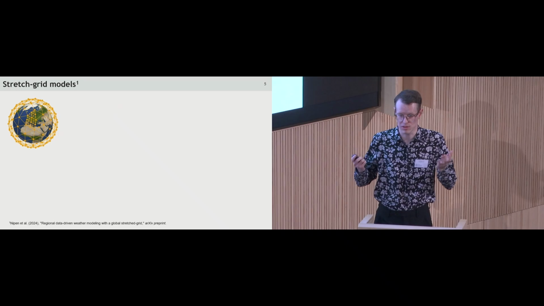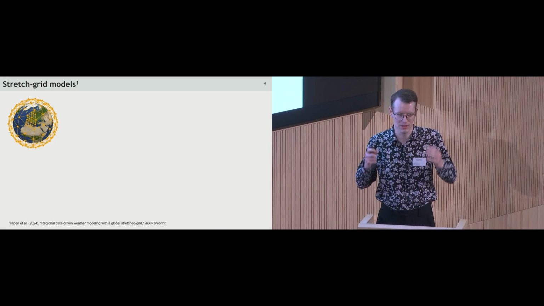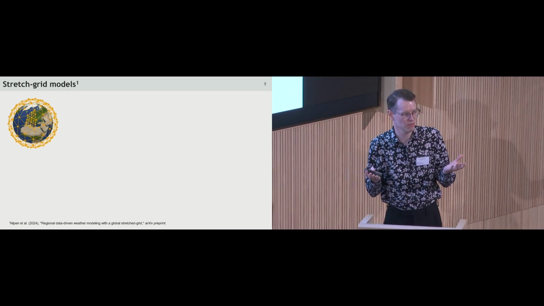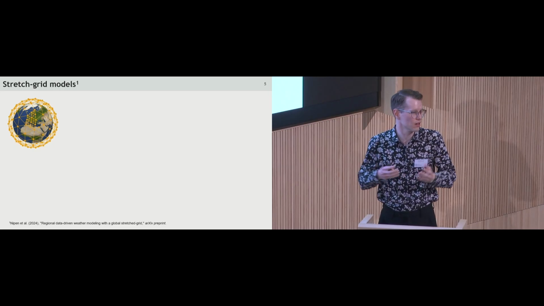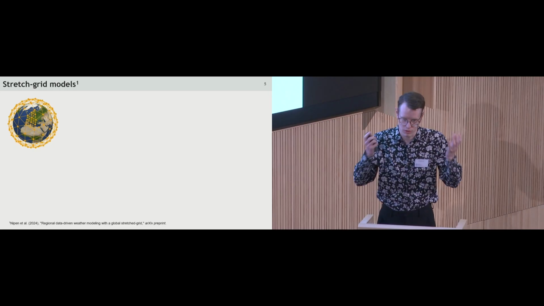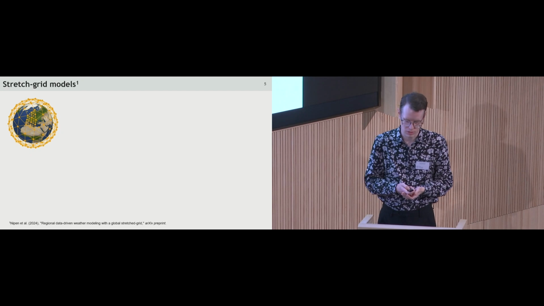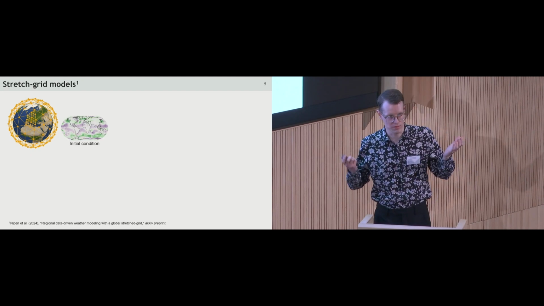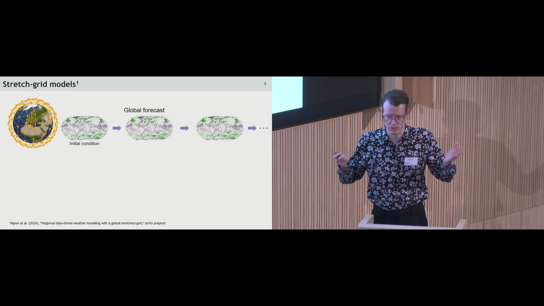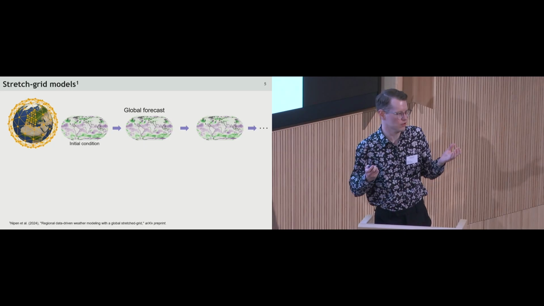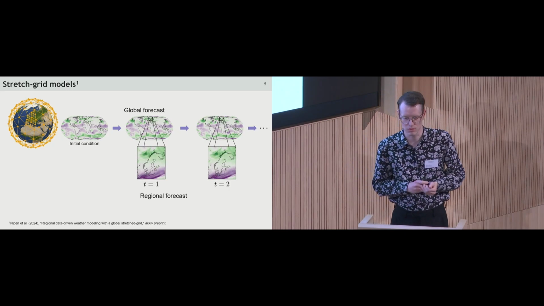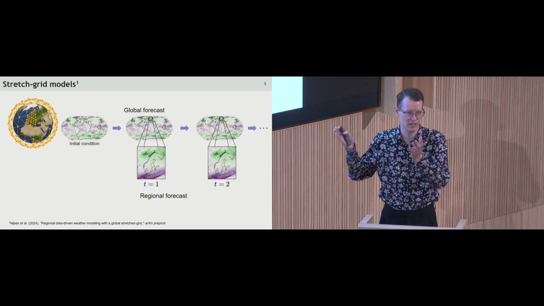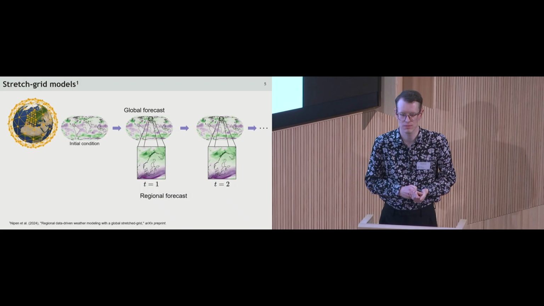So starting with stretch grid models, the idea here is that, well, okay, let's still run a global model, but having, for some regions, a higher resolution, and then for most of Earth still staying at a lower resolution. So then we can start from some global initial condition, and we run out our global forecast, and then in the end, typically we just actually care about this high-resolution region, so we cut this out maybe and just say that, okay, now this gave us our regional forecast.